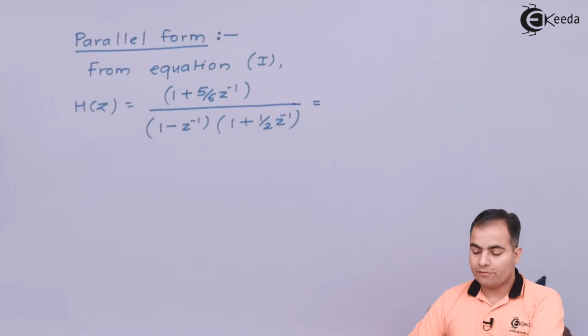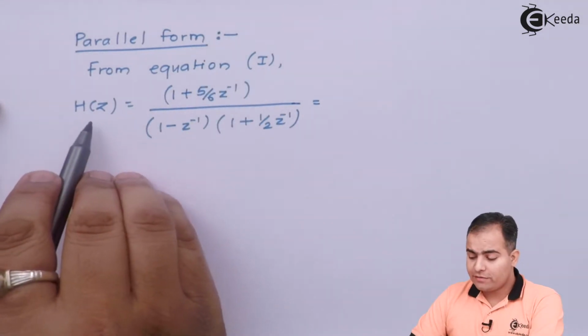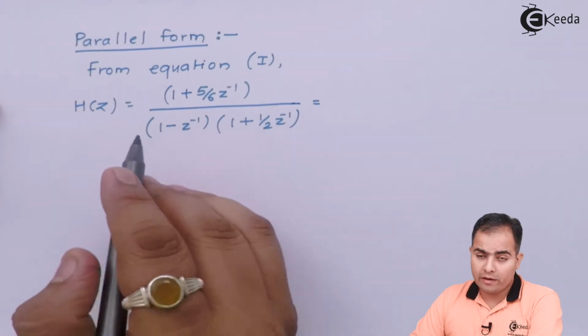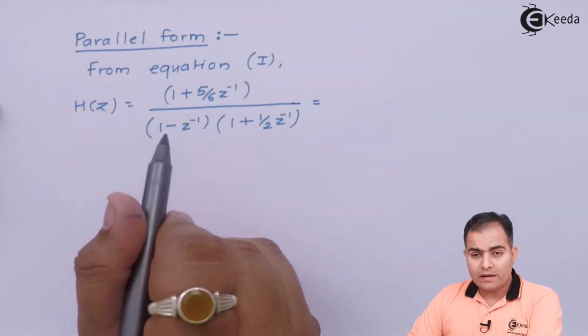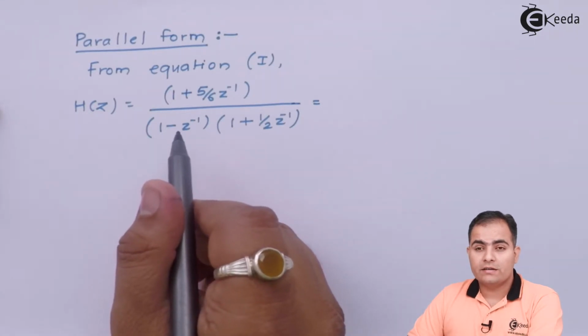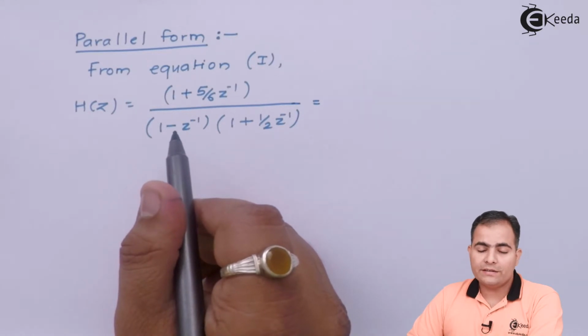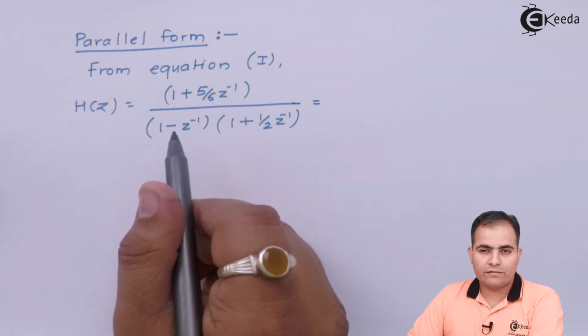So parallel form. From equation number 1, we have already calculated this value. We have already factorized the denominator also. Now in parallel form, we want two different functions, but they must be added with each other. So how to achieve addition? By just performing a partial fraction.